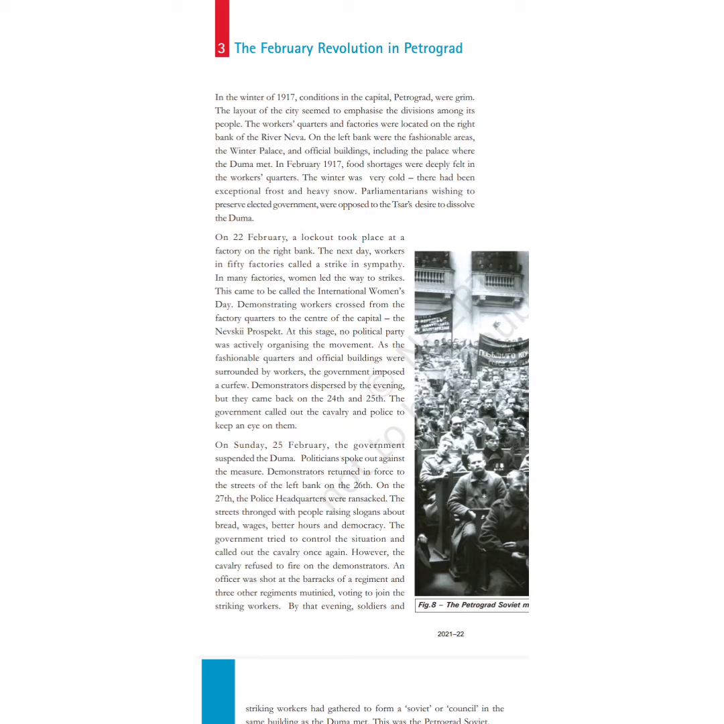Now on 22nd February, a lockout took place at a factory on the right bank. The entire factories got locked out, and we know that the factories were on the right hand side. The next day, workers in 50 factories called a strike in sympathy. So on 23rd February, all the workers in the 50 factories called a strike because of sympathy, because the working conditions were not really good, and this was one of the reasons they called the strike in sympathy.